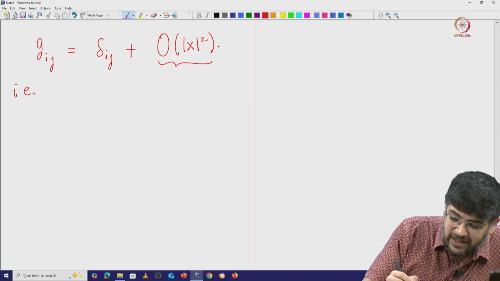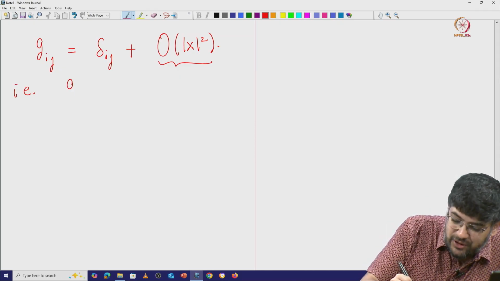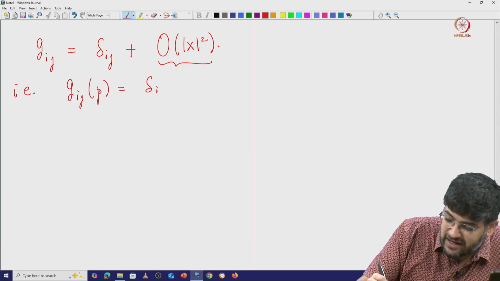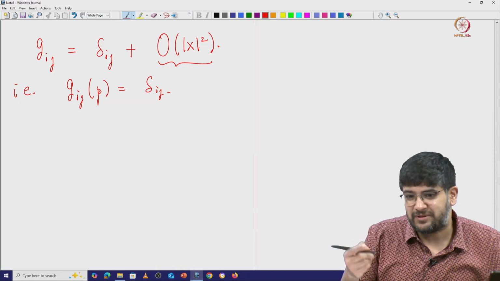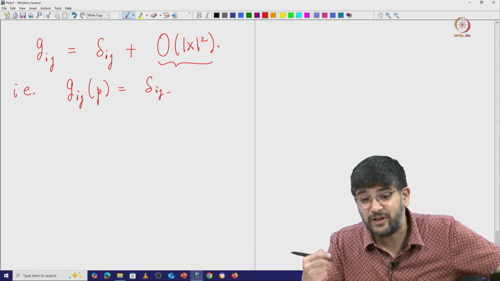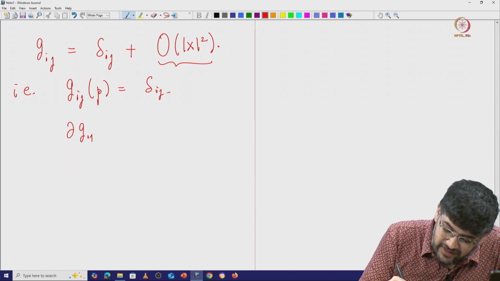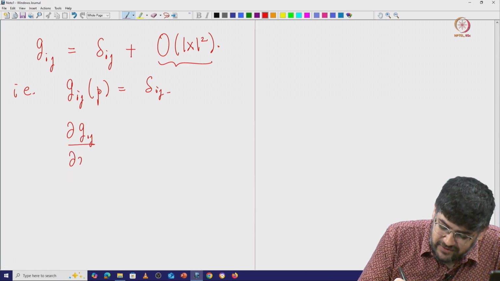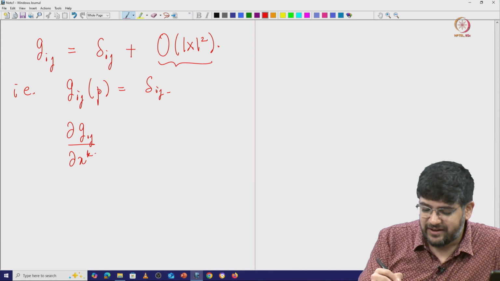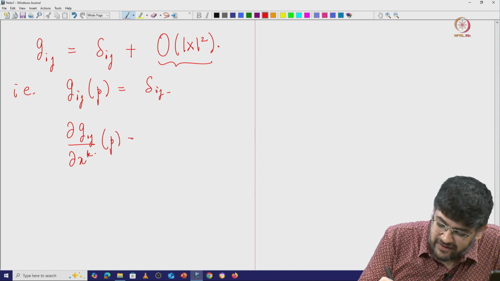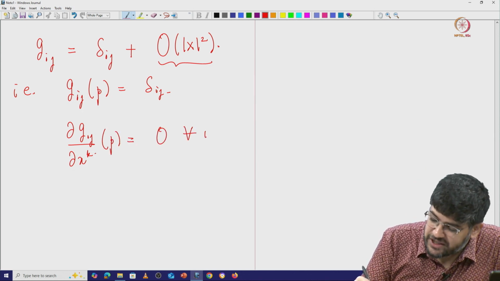That means that your Gij at the point P is delta Ij, because P, remember, corresponds to 0 in these coordinates, and the derivative of Gij with respect to any xk is 0 for all i, j, k.